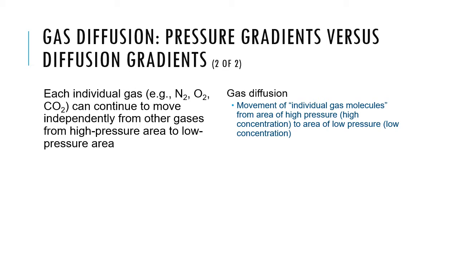So oxygen can move out of the alveolus and diffuse across the alveolar capillary membrane and into the capillary, where the concentration of oxygen is lower. However, the carbon dioxide can move from an area of high concentration to an area of low concentration, so it will move out of the capillary and into the alveolus until equilibrium is reached.